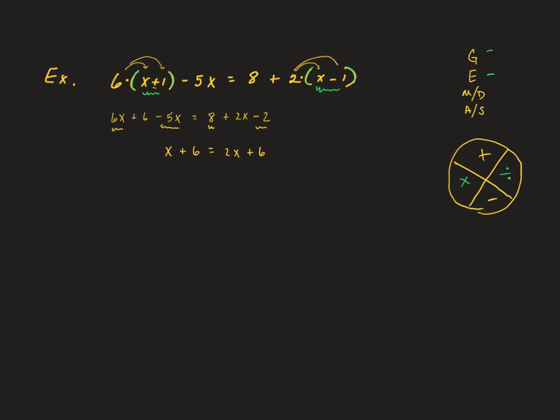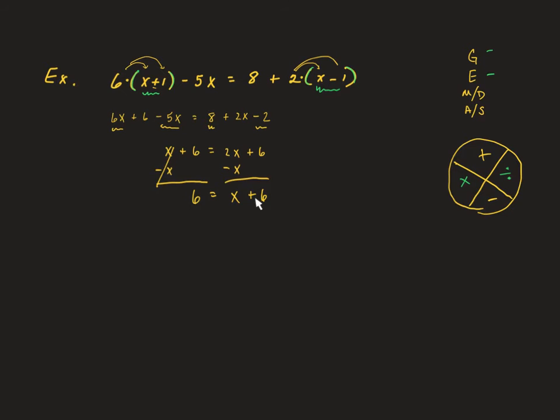So in order to do that, I need to subtract x from both sides. I'm subtracting 1x because I have a positive 1x, and then this will become 0, and I'll just be left with 6 on this side. Then I have 2x minus x, and that is 2x minus 1x, which gives me just x, and then plus 6.